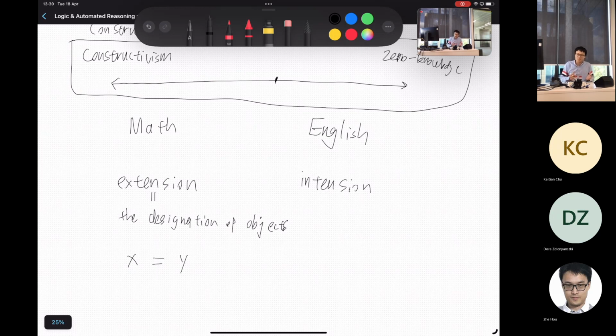So all we care about is extension. Right, so we say 1 + 1 = 2. Why? Because 1 + 1 designates the same object as 2. And that's everything that mathematics, well, most of mathematics, cares about. Whereas English cares about some more intrinsic meanings. So let me give you one example. That's a very classic example.